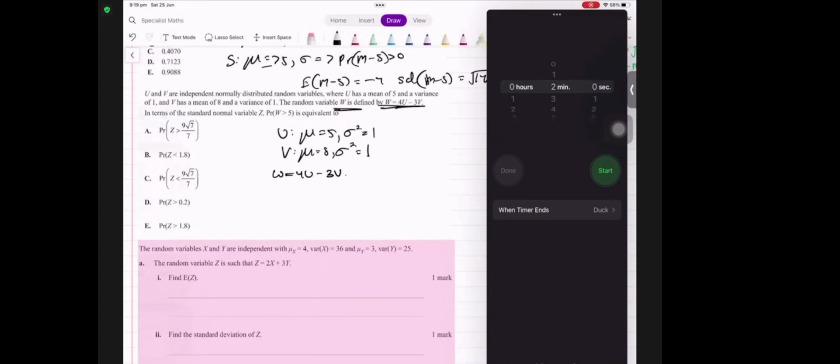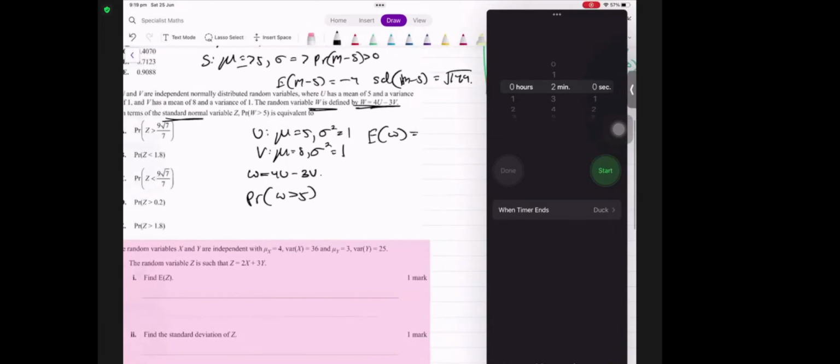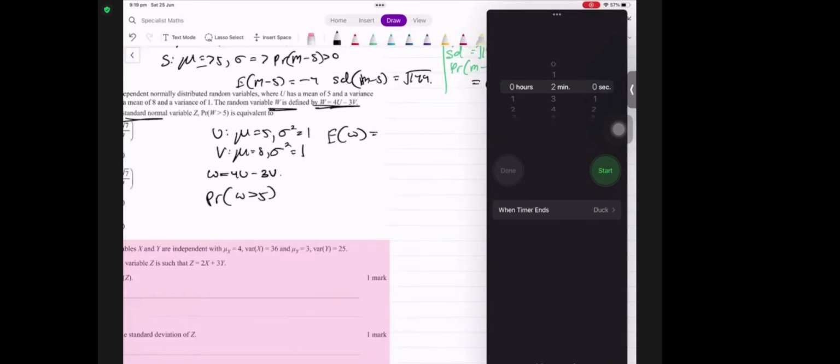So now in terms of the standard normal, Z, you're looking at the probability that W is more than 5. Firstly, let's find the expected value. The expected value of W is 4 times U, which would be 20, minus 24, which would be -4.